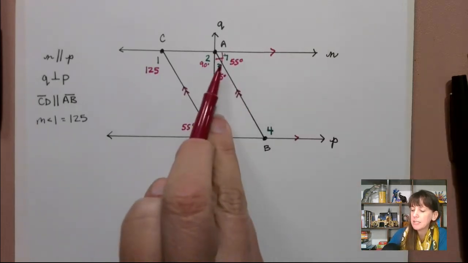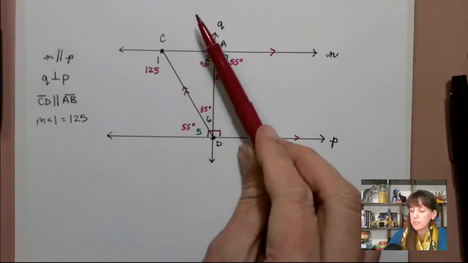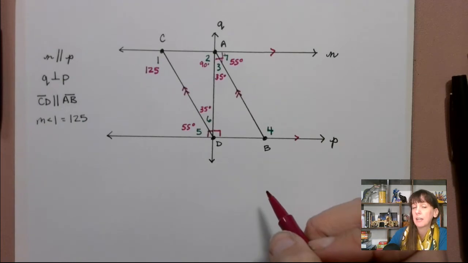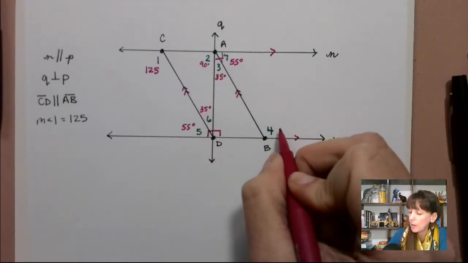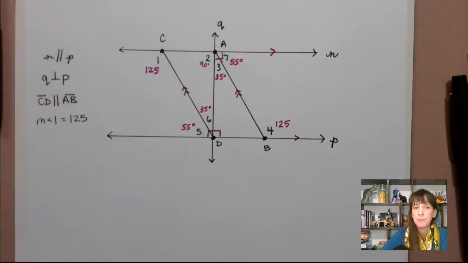Because angle 7 is 55 degrees, angle 4 and angle 7 are cut by this transversal here. They are consecutive interior angles, which means they are supplementary. So 7 and 4 have to total 180 as well. That's going to be 125.